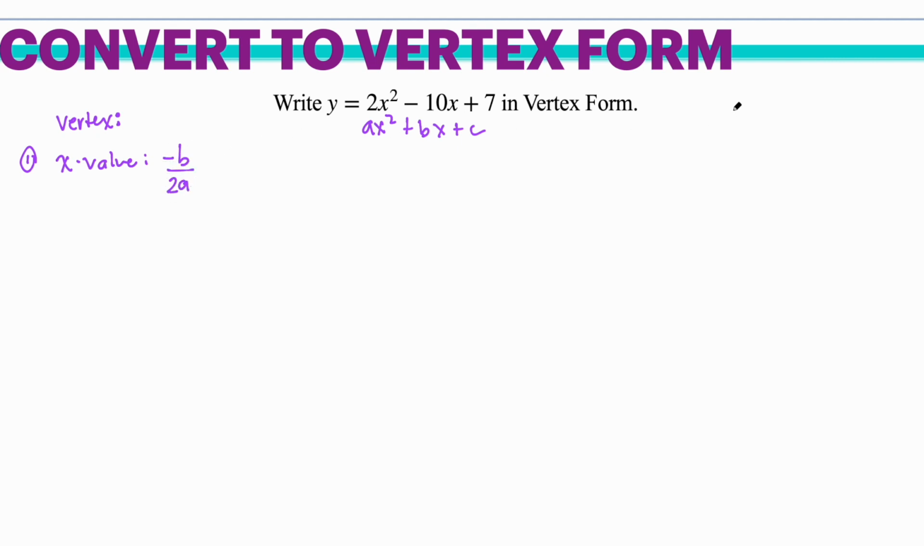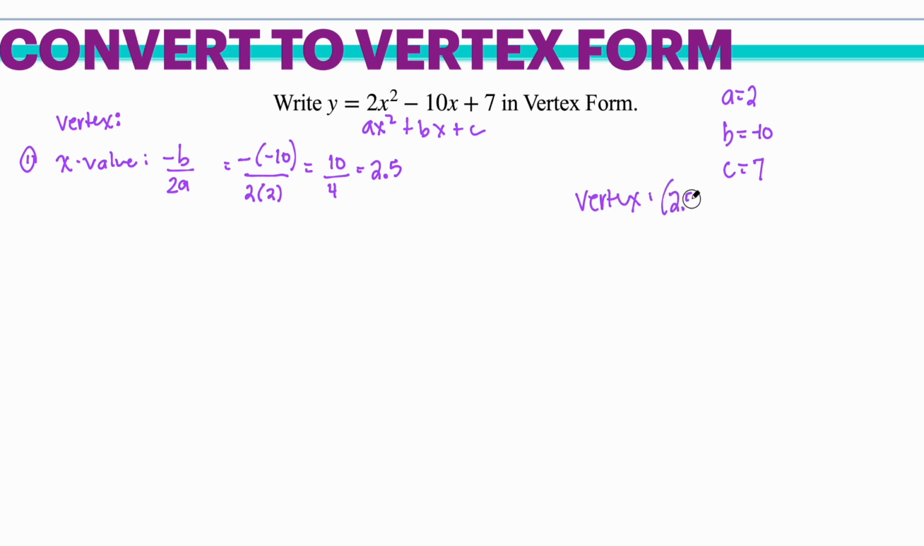So therefore, again, I know that a is 2, b is negative 10. Be careful about that. b is negative 10, and c is 7. So therefore, negative b, and b itself is negative, over 2 times a. So negative times a negative gives me a positive 10 over 2 times 2, which is 4, and 10 over 4 is 2.5. You can keep it as 10 over 4, that's totally fine too. So therefore, I know that my vertex is going to be 2.5 something. We're not sure what the y value is.